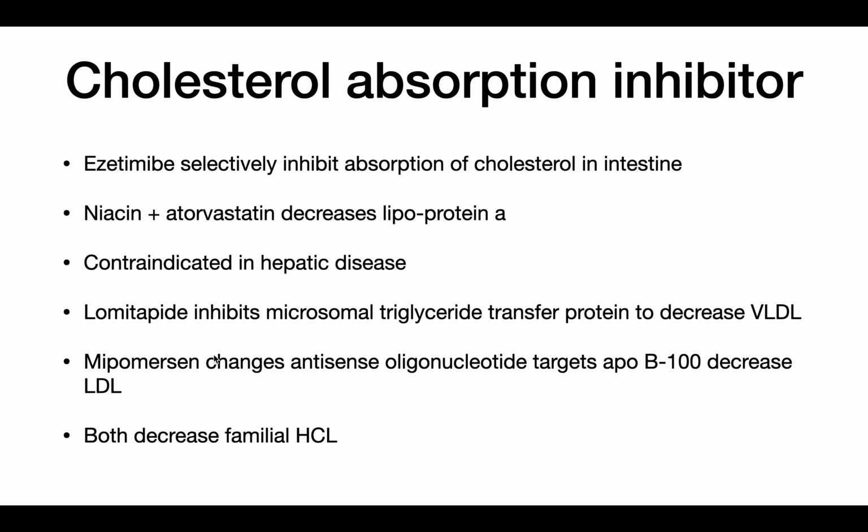Lomitapide is going to inhibit the microsomal triglyceride transfer protein to decrease the amount of VLDL. Mipomersen is an antisense oligonucleotide that targets ApoB100 to decrease LDL. This is more of a DNA or steroid kind of mechanism, and because of that, it's going to decrease the familial hypercholesterolemia, because these will work on the receptors.